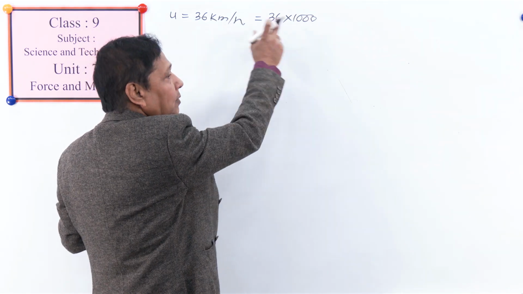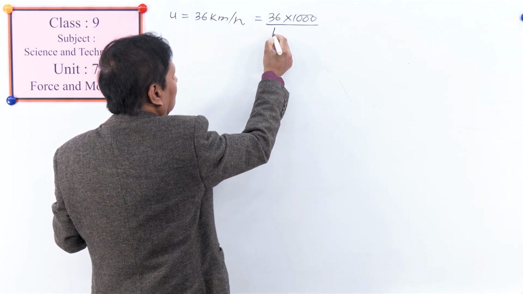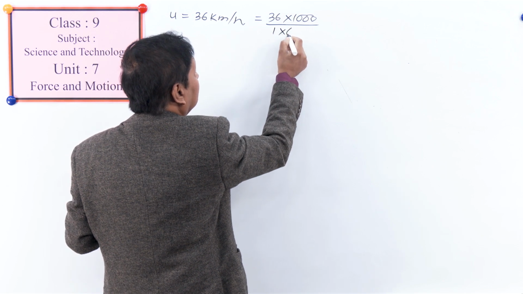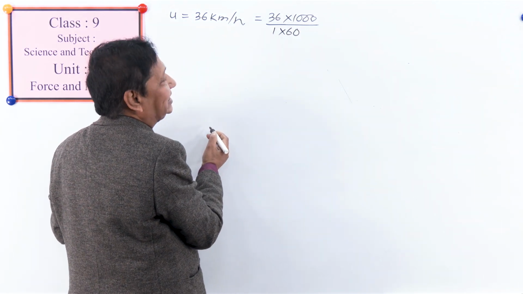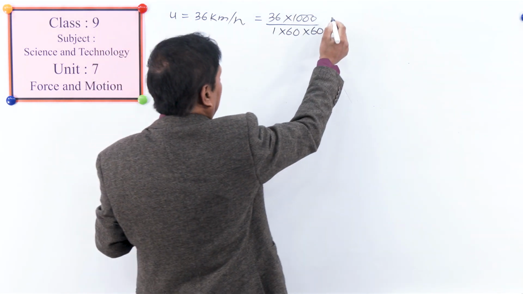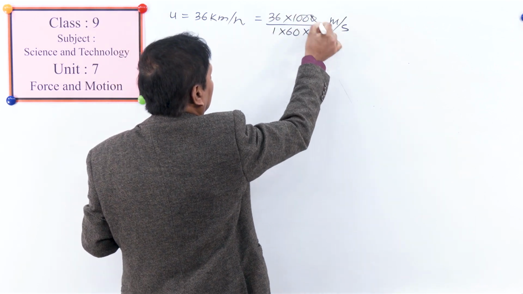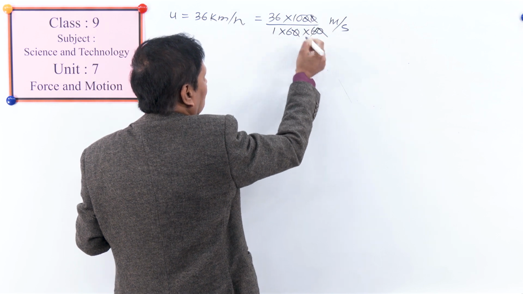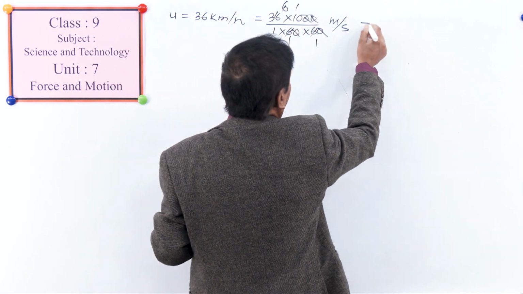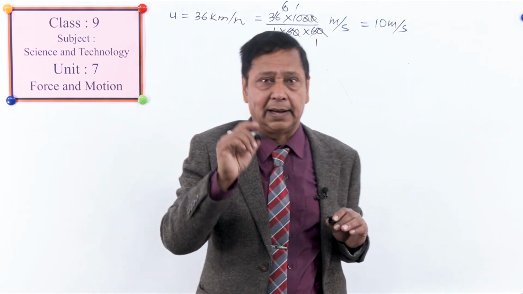Now kilometer converts to meter. Now in denominator we have nothing. It means we can write 1. And this is hour. Hour can be converted into minute by multiplying it with 60. Again, if we multiply with 60, then it comes in second. Numerator came in meter, denominator came in second. Now, we can go through the calculation like this. 6 ones are 6, 6 sixes are 36, 6 ones are 6, and the final result is 10 meter per second. This is our initial velocity.